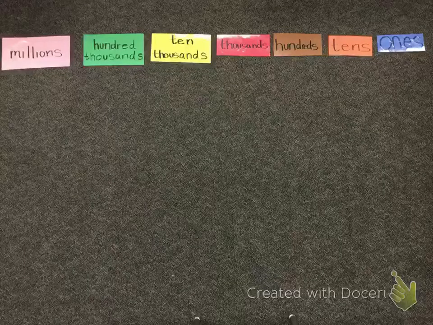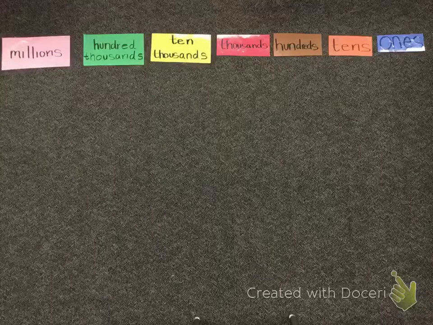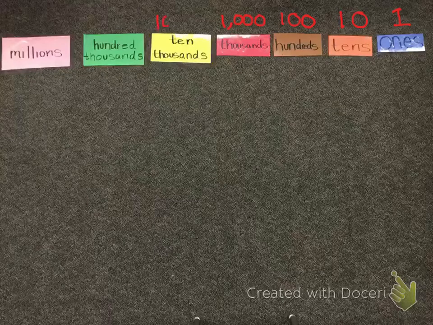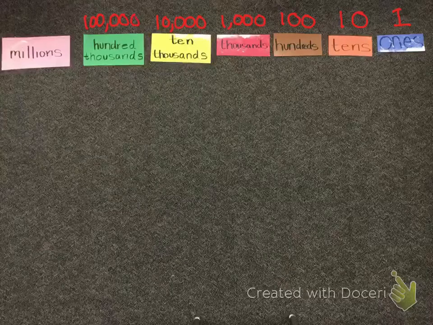We have our ones place, okay? We have our tens place. We have our hundreds. We have our thousands. We have our 10,000s. We have our 100,000s. And we have finally our million.